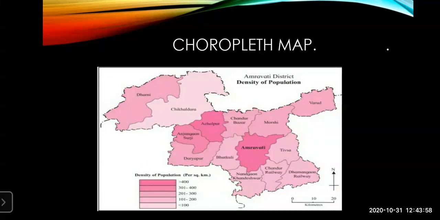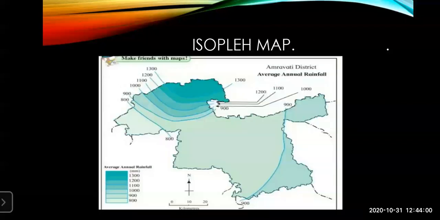We'll move further to the next slide, and this is the isopleth map. Some limitations were there in the choropleth map. To overcome the limitations, this isopleth map concept came. Now, the isopleth method you can see here on the slide. The color pattern is there, as well as the lines, and they are joining the values.